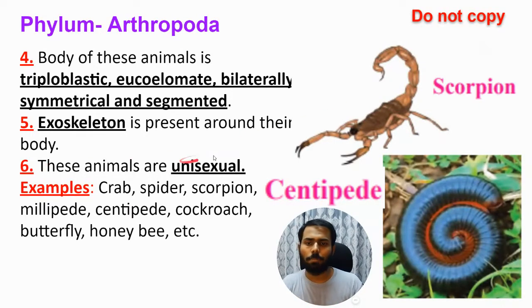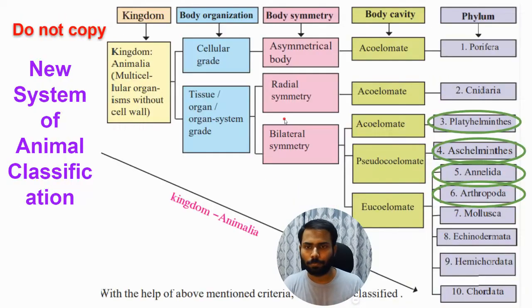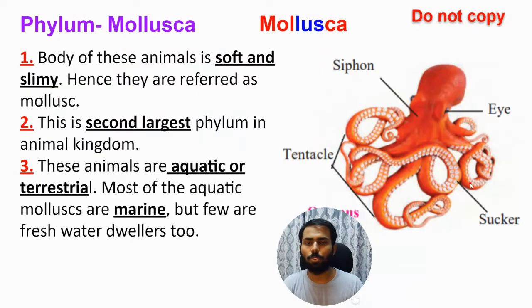Next, these animals are unisexual, यानी एक ही sex होगा, and the examples are crab, spider, scorpion, centipede, cockroach, butterfly, honeybee, etc. Okay. So many examples you can find for arthropoda. Okay, let us move ahead. So we are done with the fourth phylum for today, and the sixth phylum given in your textbook. We are moving on to the next one, seventh one in the textbook.